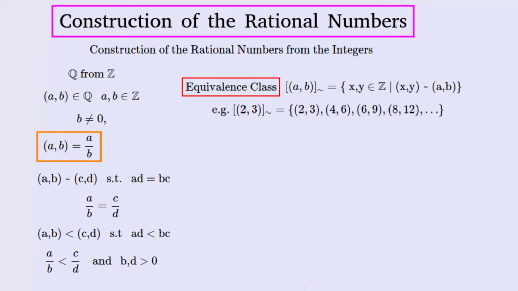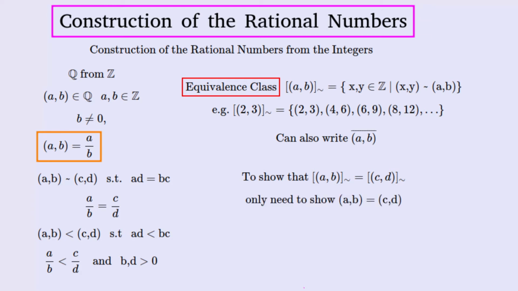This is an example of an equivalence class. All of these ordered pairs of numbers have the same ratio and would be equal to each other if they were expressed as fractions. This is also a good notation for expressing equivalence classes in bar notation, but we won't be using it here. To show that the two equivalence classes are equal, that is, that they contain all the same elements, it is only necessary to show that these numbers are equal.